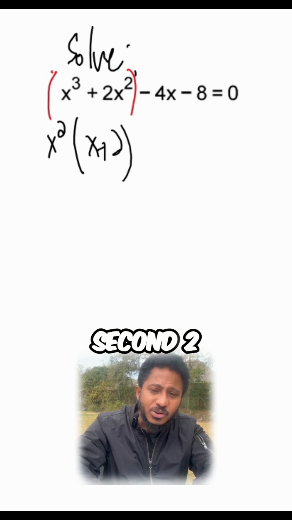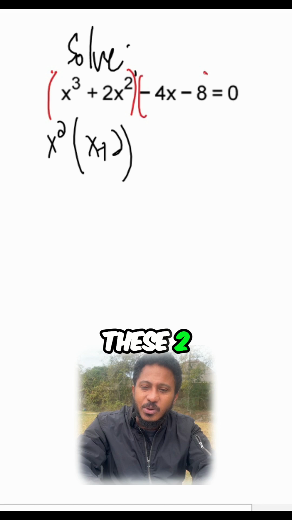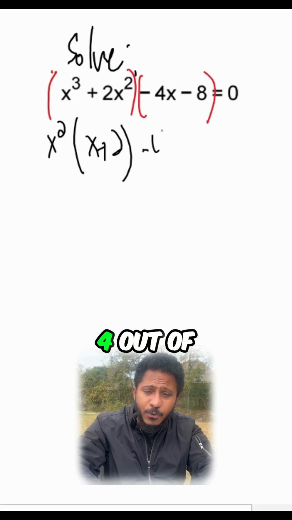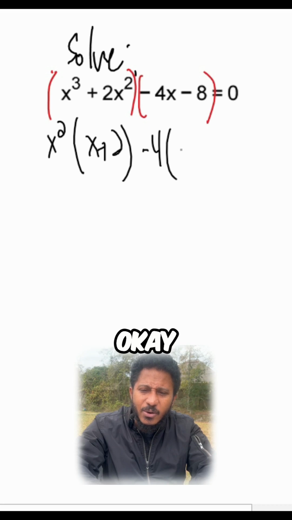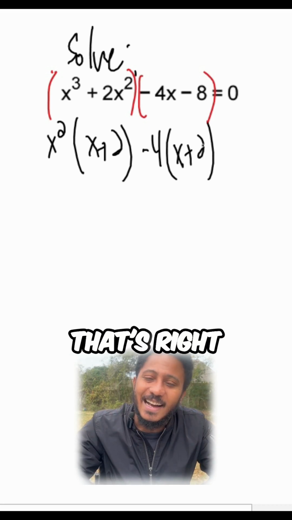And I'll group the second two. What's their GCF? What do they have in common? They both have a negative 4 as their GCF. I'll take a negative 4 out of each. What's left? x plus 2. That's right. You get it?